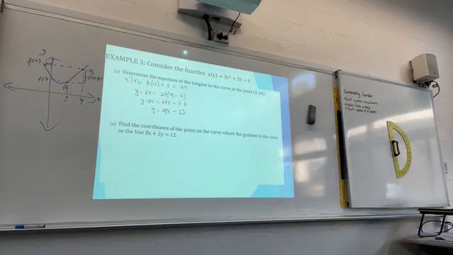Oh, it looks like root 2. Sorry. Okay, let me write it properly. It's 52.